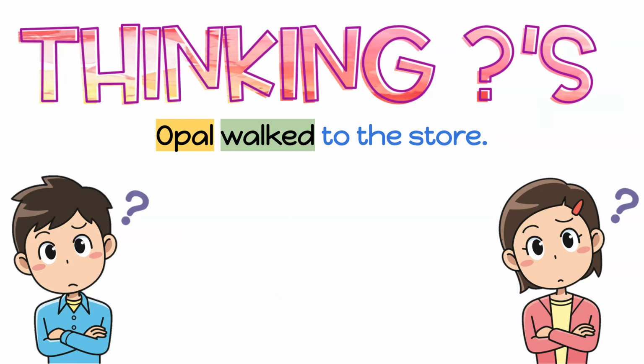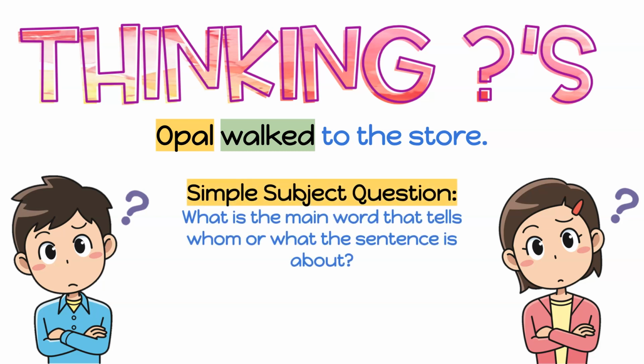When trying to identify the simple subject, you would want to ask yourself, what is the main word that tells whom or what the sentence is about? Okay, the sentence is Opal walked to the store. Who or what is this sentence about? Oh, Opal. So that's why Opal is a simple subject.